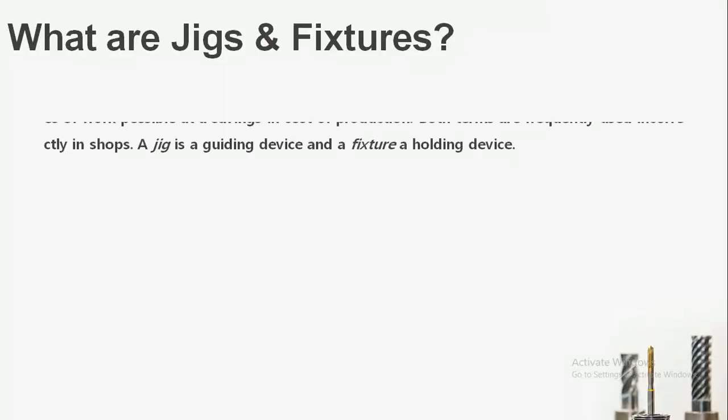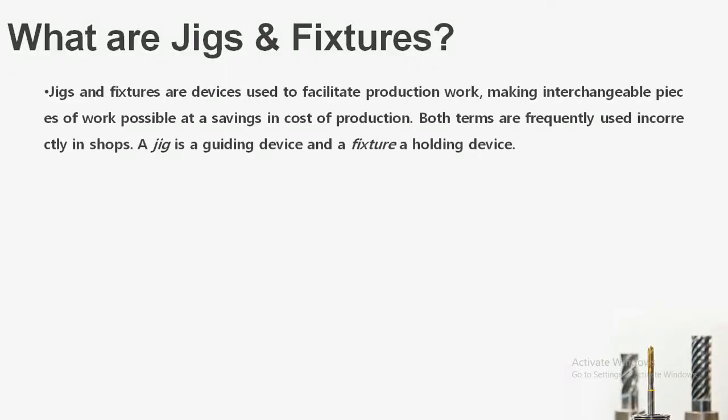So starting, what are jig and fixture? Jig and fixtures are those devices which are used to facilitate production work, making interchangeable pieces of work possible and saving the cost of production. A jig is a guiding device and a fixture is a holding device. As explained by Mr. P.J. Patil sir, that what are jigs and fixtures?